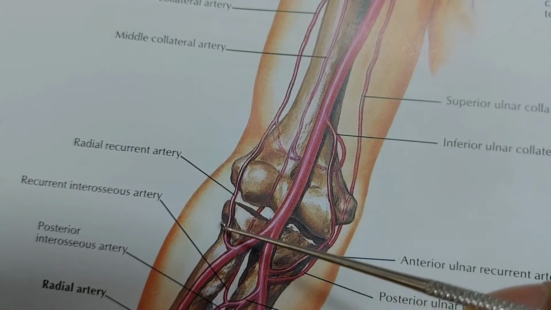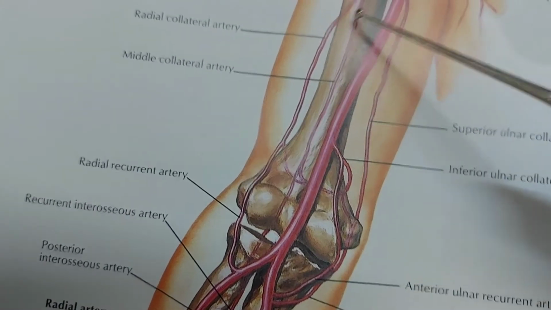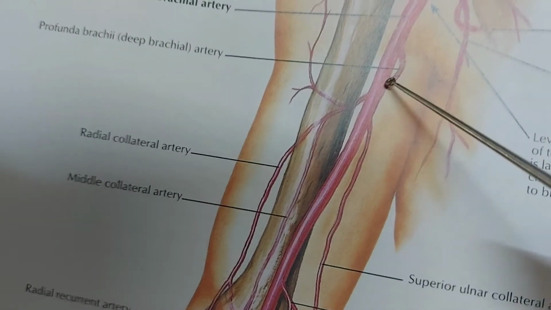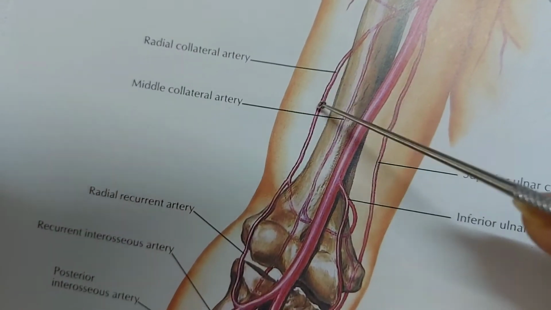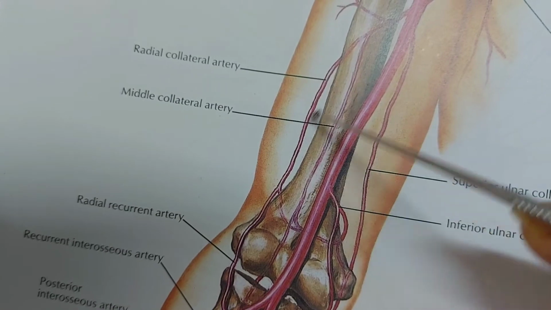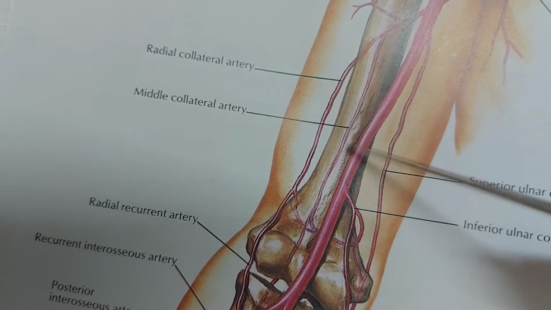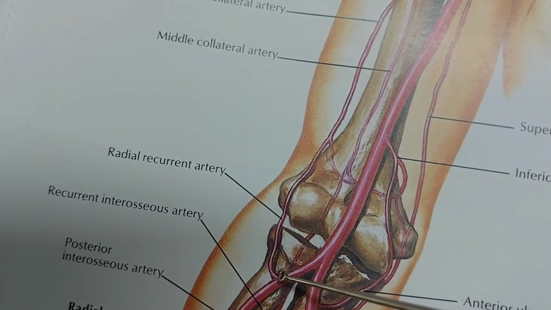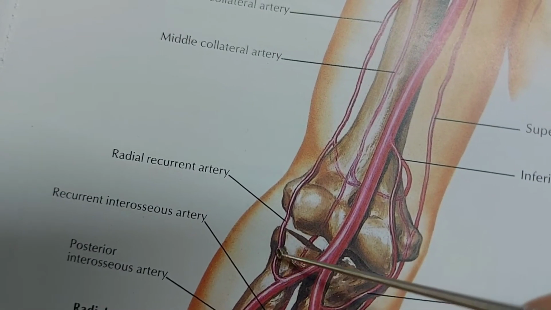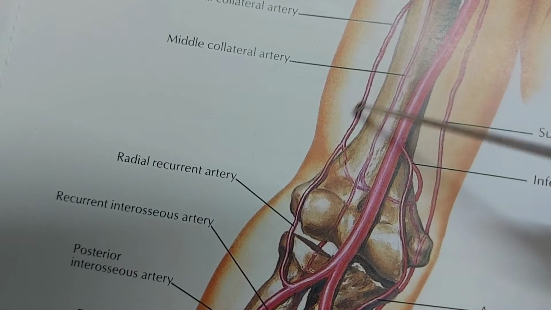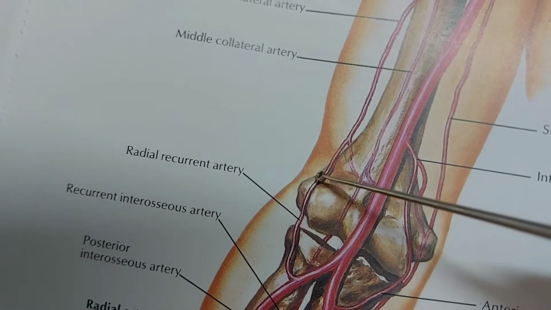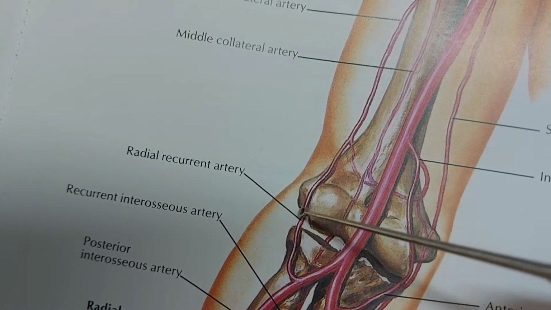On the lateral side, this is the lateral epicondyle, and in front of the lateral epicondyle we can see the arteria profunda brachii. It has two terminal branches, the radial collateral and the middle collateral artery. The radial collateral unites with the radial recurrent. So this is the radial recurrent, this is the radial collateral. They anastomose with each other in this elbow joint.